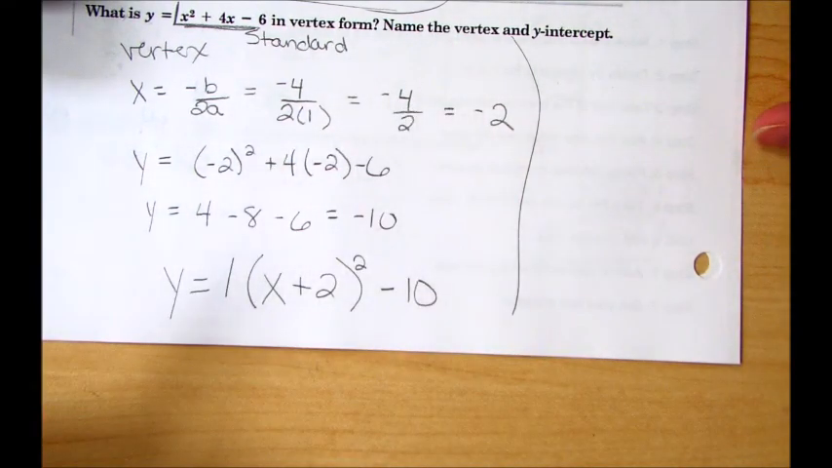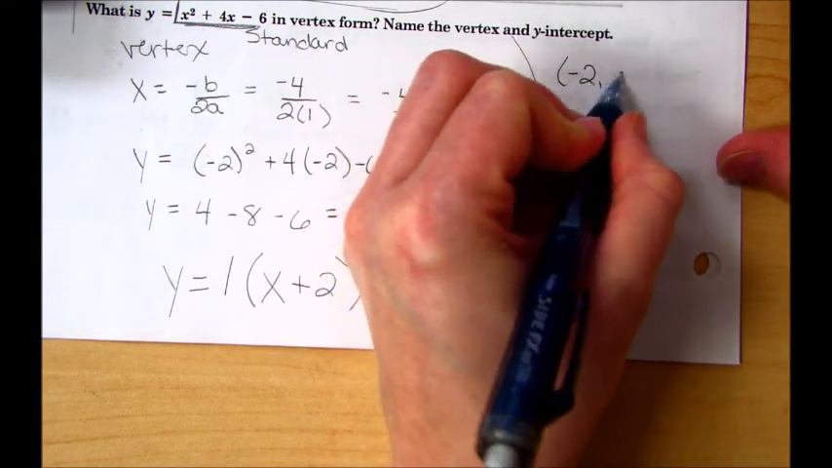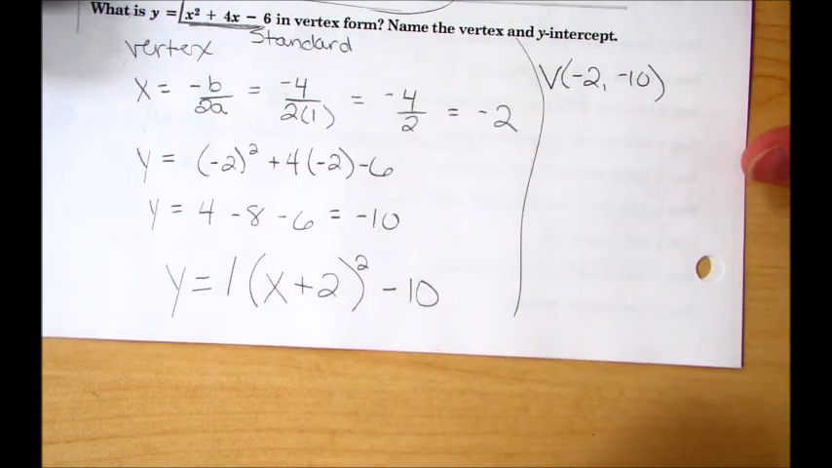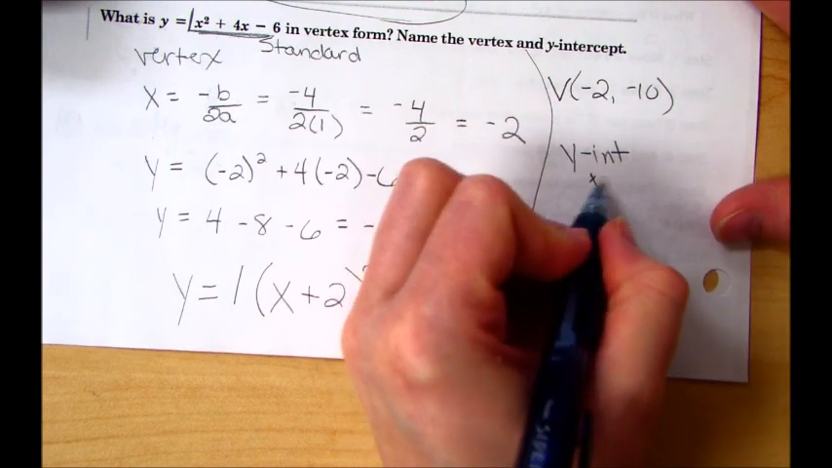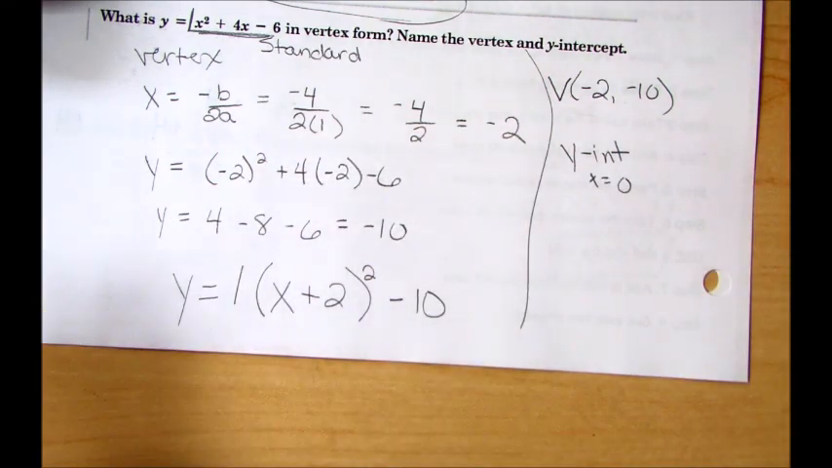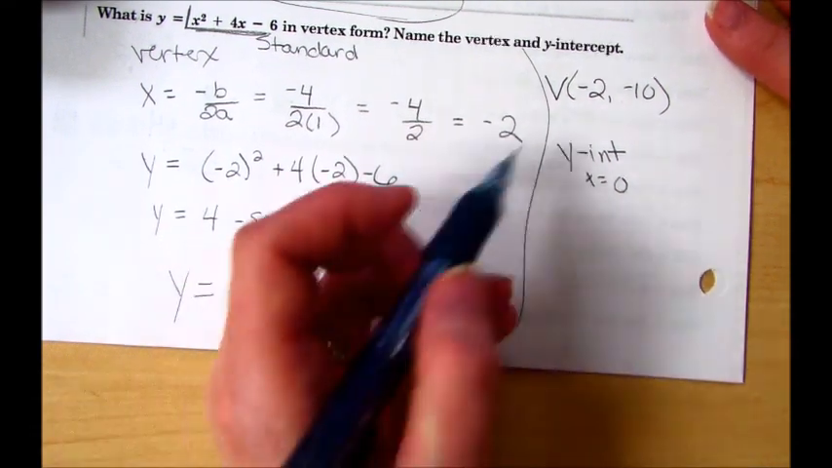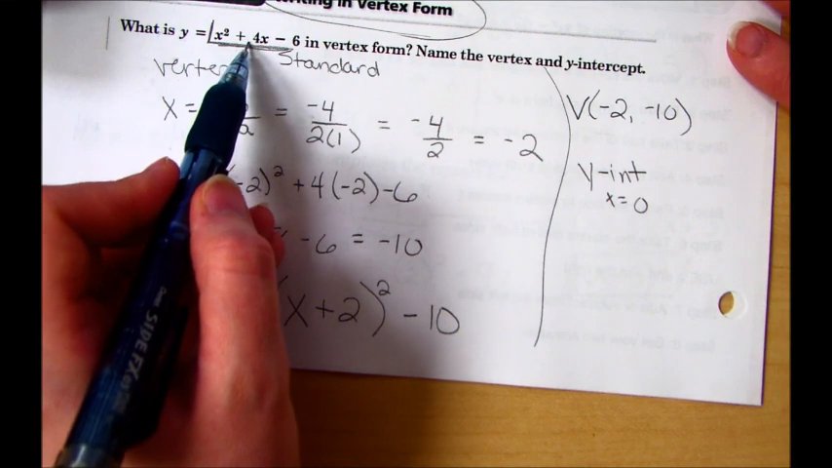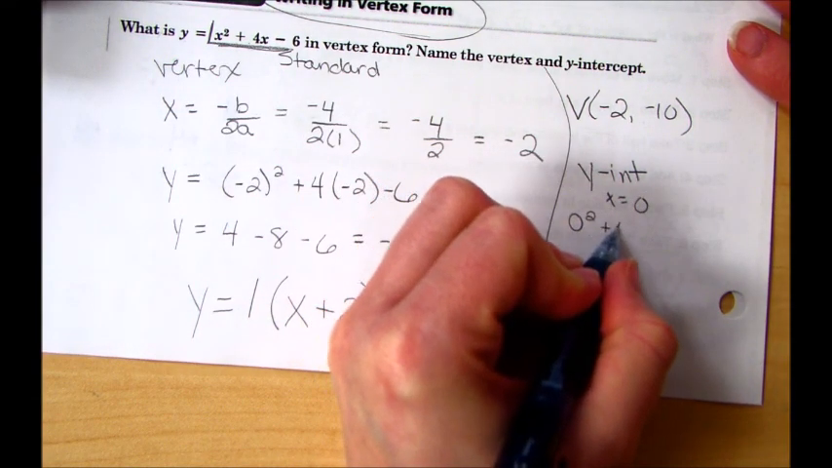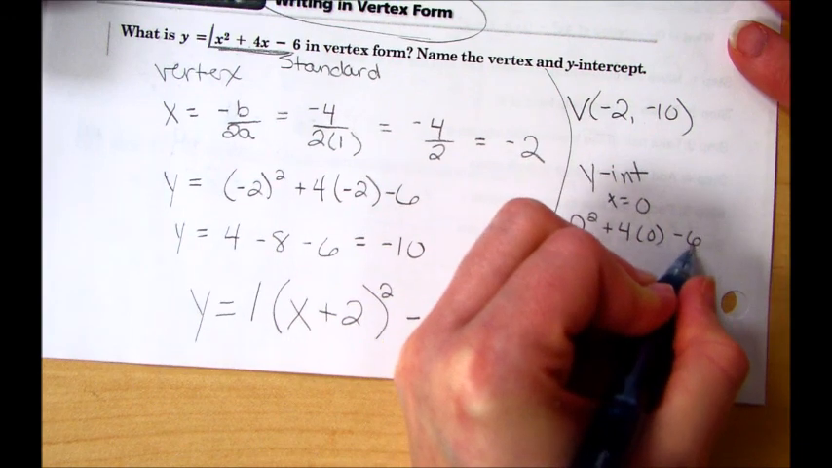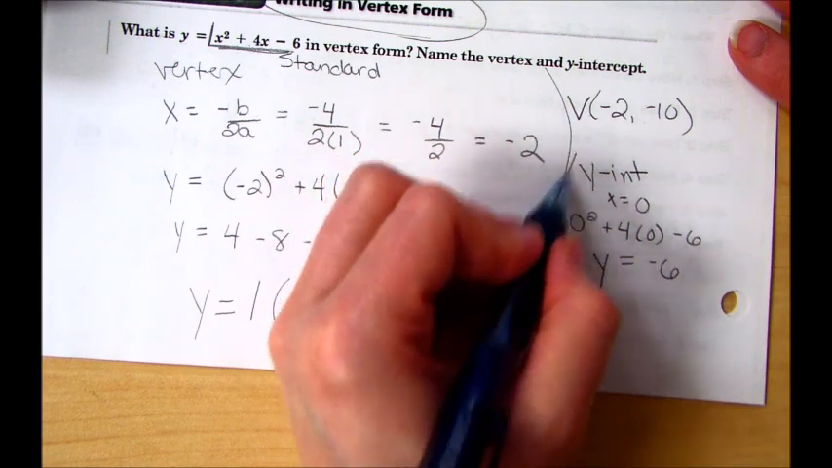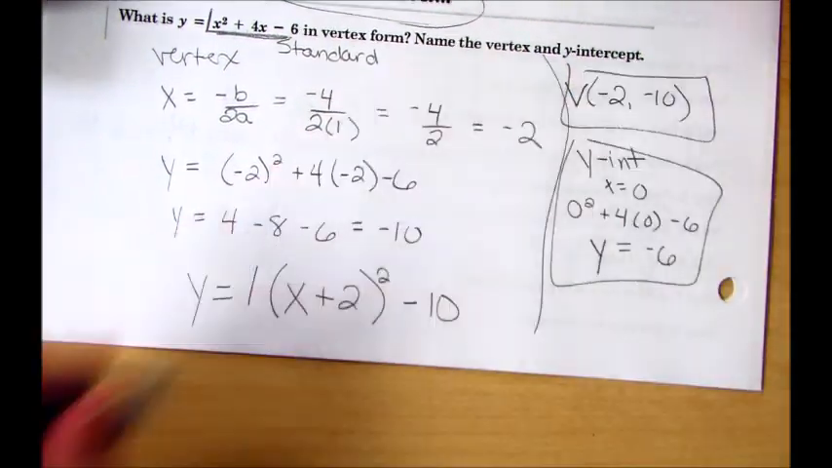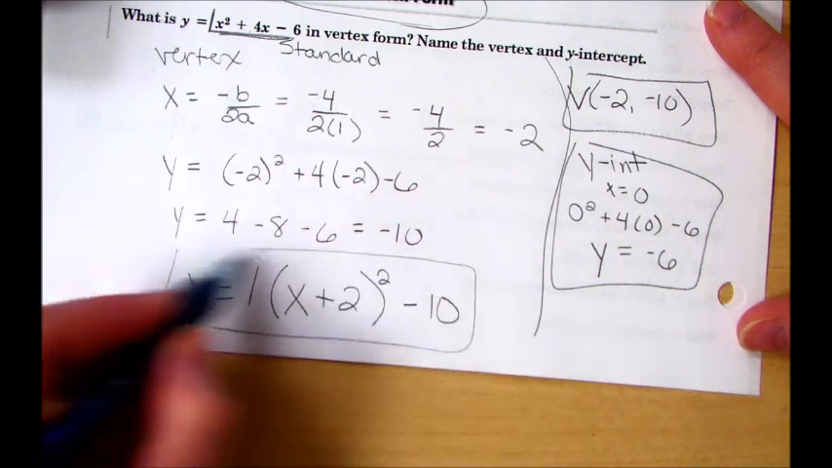So it says name the vertex. Well, that's pretty easy. -2, -10. That's the vertex. And it says name the y-intercept. Well, I'm really hoping you know the y-intercept is when x equals 0 by now. I hope. If not, can you just memorize that for me? The y-intercept is when x equals 0. So the easiest way for me, guys, is to plug 0 in at the very beginning. So if I do 0 squared plus 4 times 0 plus -6, the y-intercept is -6. Okay? So they asked us to identify the vertex and the y-intercept. They asked for the vertex form.